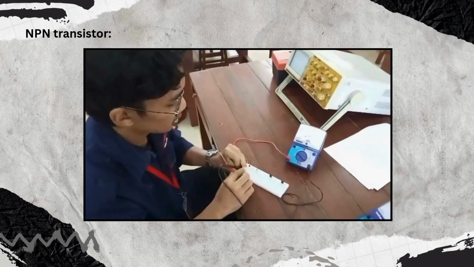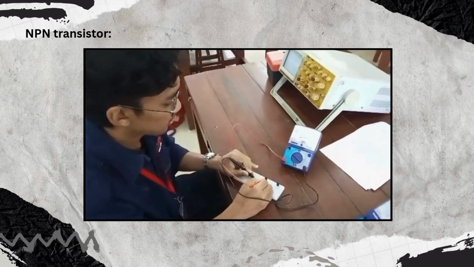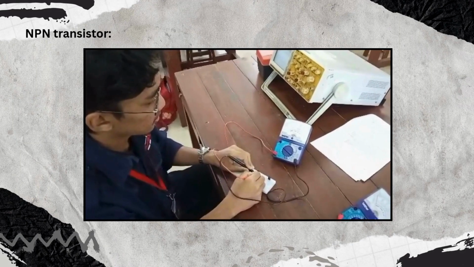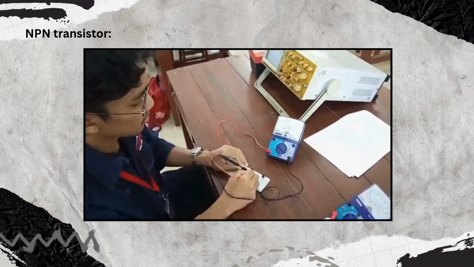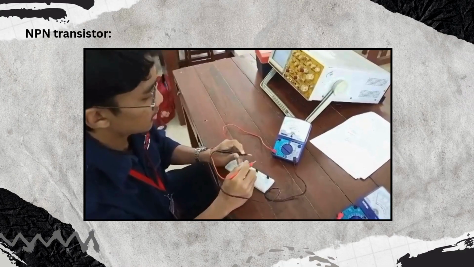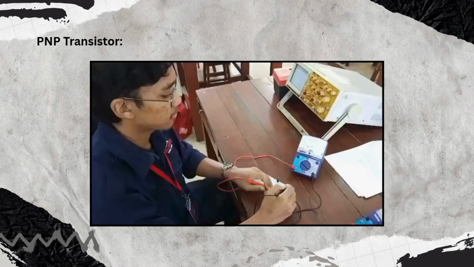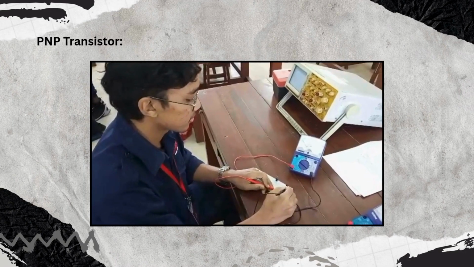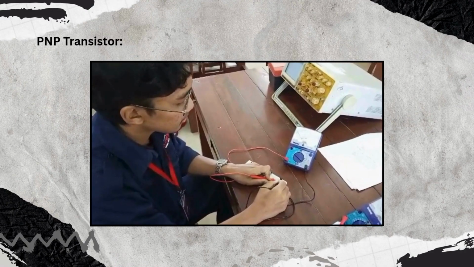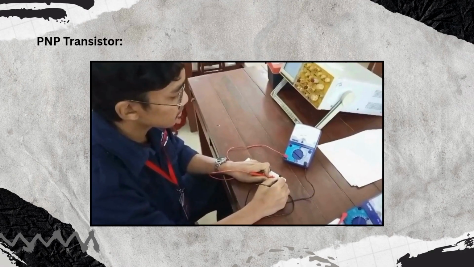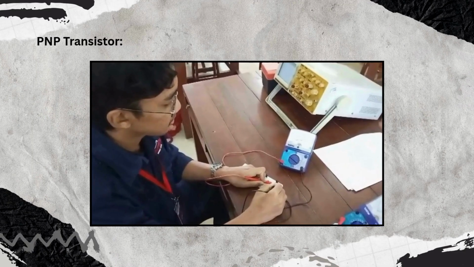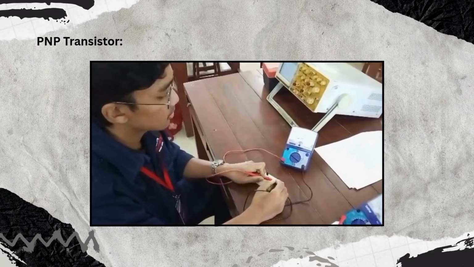Now I'm going to show you how to identify an NPN using the multimeter. Take the red probe and put it on the base, and the black one on the emitter and the collector. If both give a positive reading when the red probe is on the base, it means it's an NPN transistor. Now I'm going to show you how to identify the PNP transistor. Just do the same as for the NPN, but the black probe should be put on the base. Then the red probe should be put on the emitter and the collector. If these two have a reading, that means the transistor is a PNP.